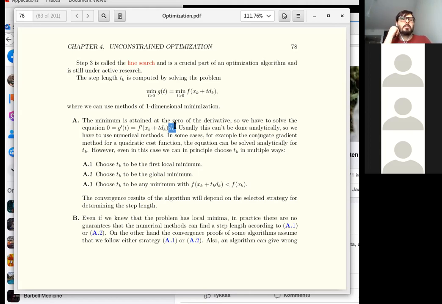Well, the problem is that more often than not, we cannot do this analytically. We can't just solve for the 0 of the gradient and go there. So very often we have to use numerical methods. So we try different values of this step length, t. And sometimes we can, of course, solve it analytically, but we can do it in very different ways.